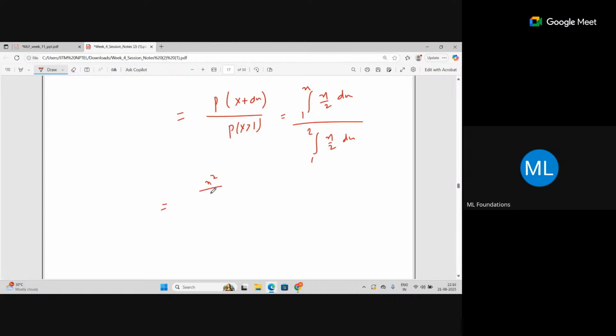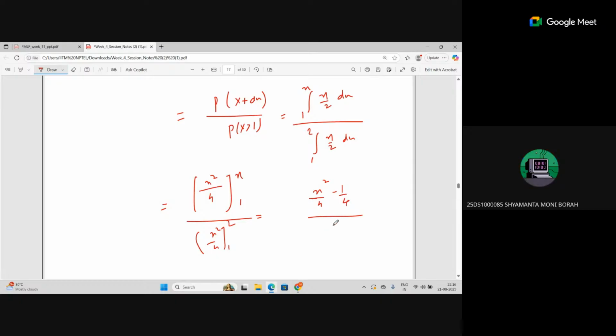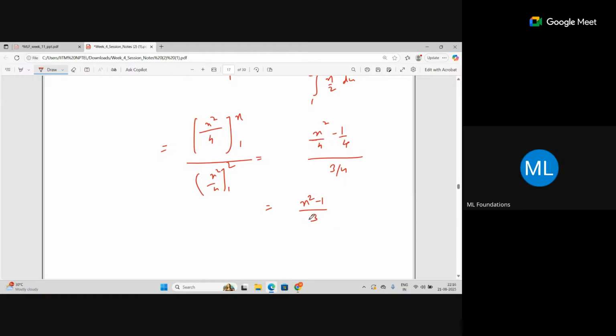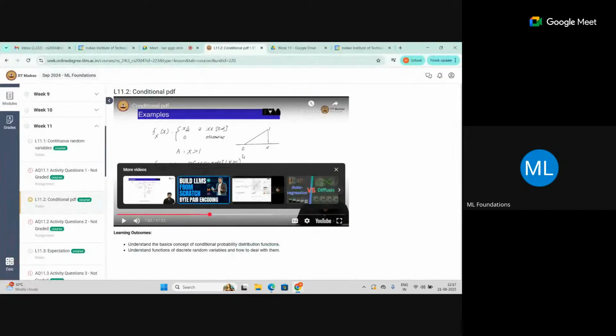Now the above one will become what? x square by 4, right? 2 square by 4 minus 1 by 4, divided by x square by 4. So this will be x square by 4 minus 1 by 4, and here it is 4 by 4 minus 1 by 4, just 3 by 4. So then it's x square minus 1 by 3, right? Yes, something like that will come out. Or I think he has written it in some other way, but this has to be like this.